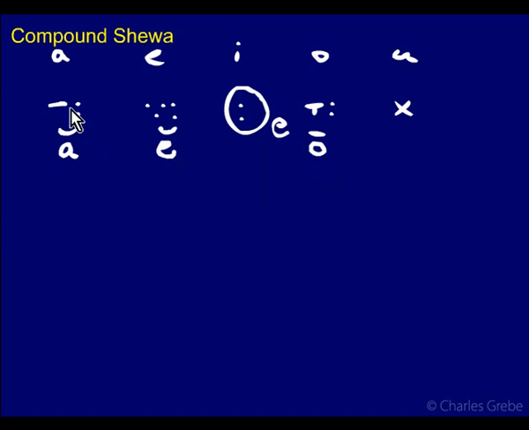So, these are the compound Shewas. Sometimes they're called composite Shewas because they're a composite of the corresponding short vowel and the Shewa. So composite Shewas are compound Shewas.